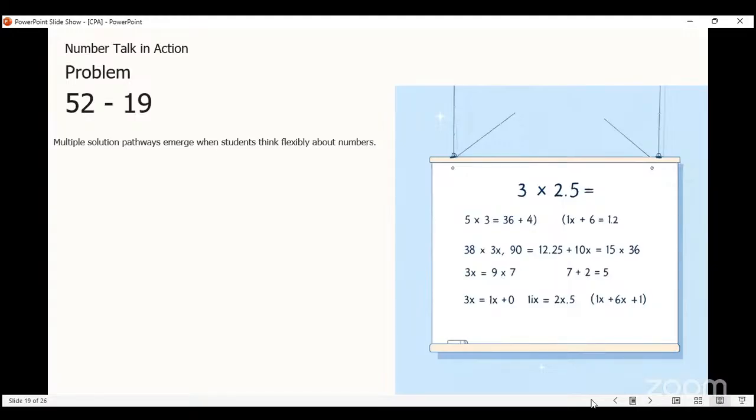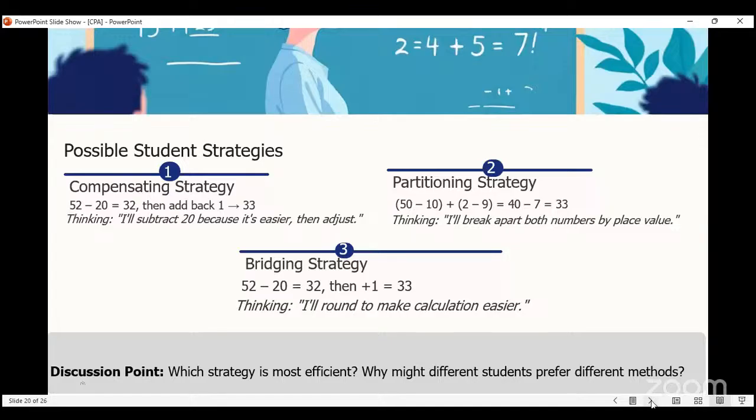Now, possible student strategies. We have compensating strategies. What does it entail? I think none of us even did that. 52 minus 20 equals 32. Then add back 1 to make 33.